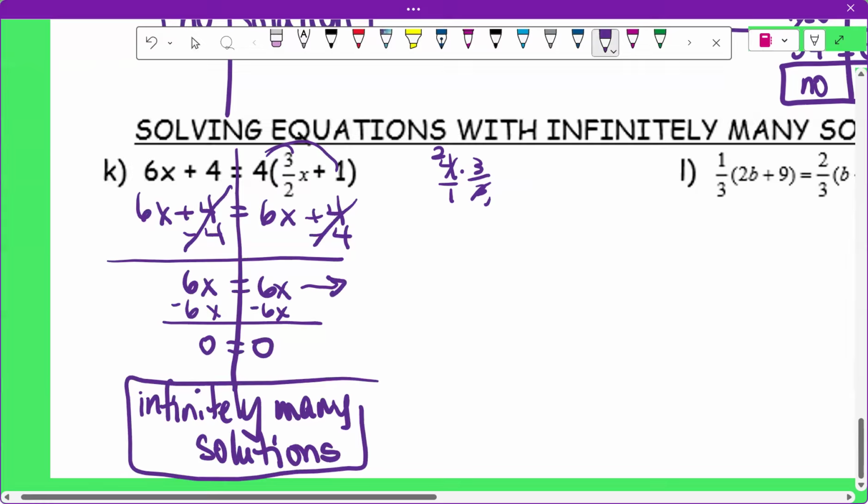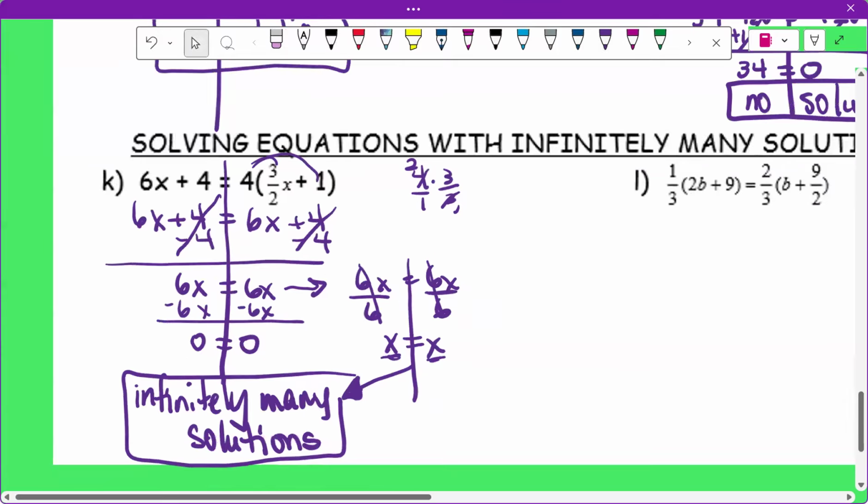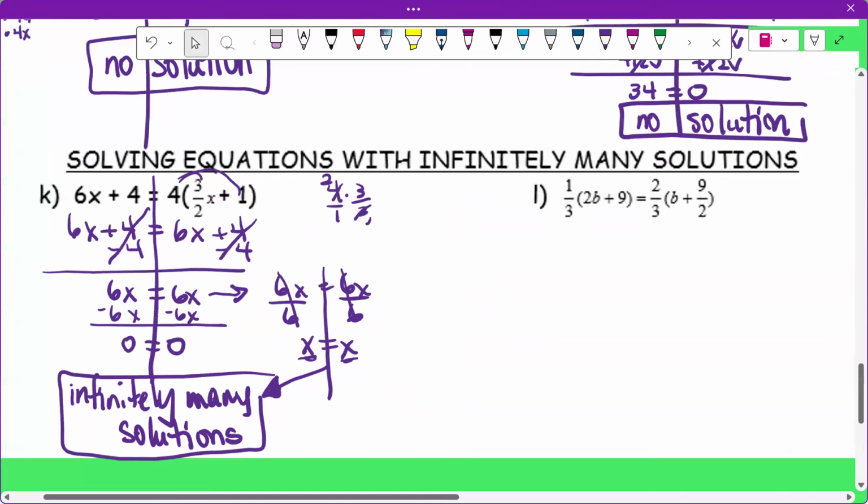Now, let's say at this level you had 6x equals 6x, and you decided instead of subtracting 6x, you wanted to divide by 6. So then we get x equals x. Well, does x equal x? Sure it does. So anything that I say is x, the other side is also x. So we're still back here at infinitely many solutions. One more.